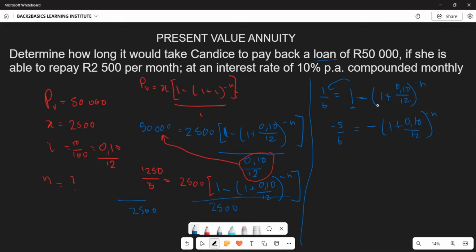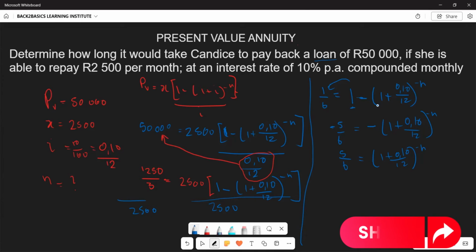So basically now when we are in this position, we can multiply by what? The negative first, so that we remove the negative. So when we multiply by the negative, this is going to be 5 over 6, which is equal to 1 plus 0.10 over 12 to the power of negative n. And now here, we are going to apply our log, because we are looking for the n, and there's nothing that we can do here except for applying the log.